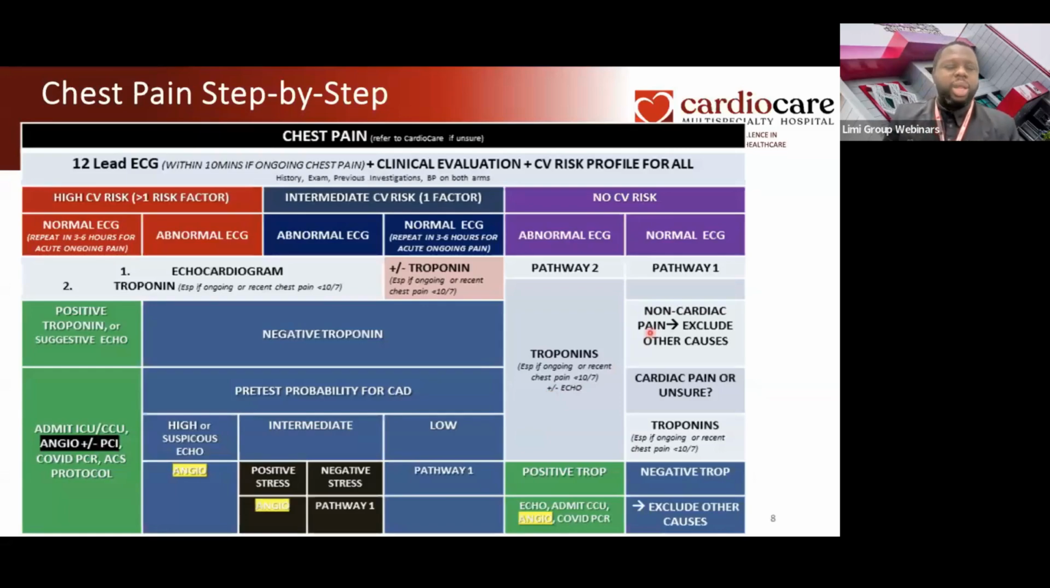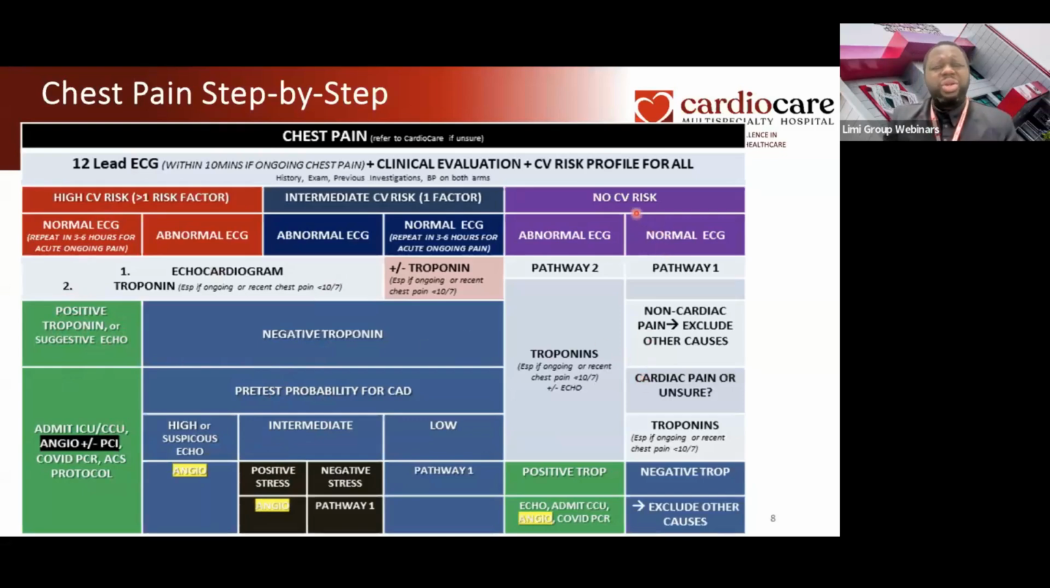Then we now decide: for those that have positive troponin and positive chest pain, we do an angio. For those with an intermediate risk and high or suspicious echo or intermediate pretest probability, we do an angio. And those with intermediate pretest probability with positive stress test, we do an angio. And those with normal ECG with high risk, we typically will repeat and make sure we have the troponins done before we decide about angio.